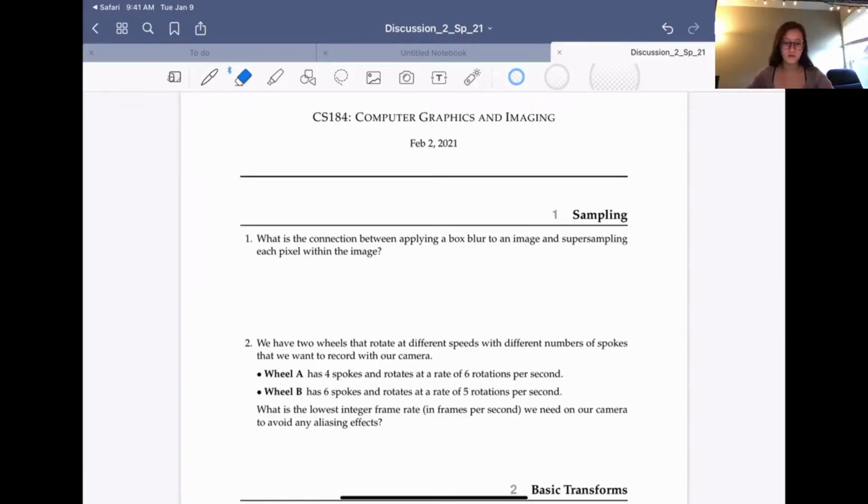Okay, so now I'm going to go over the first two questions on the worksheet, as these are about sampling. After I read each question, I'll just pause for a second in case you want to pause this video and think about the answer. So number one is, what is the connection between applying a box blur to an image and super sampling each pixel within the image?